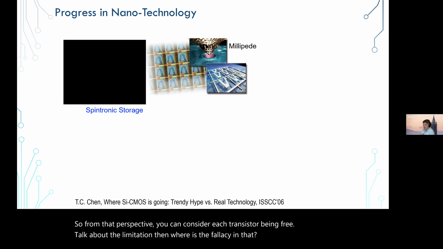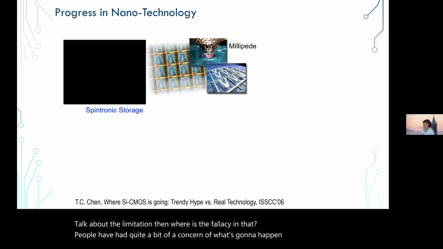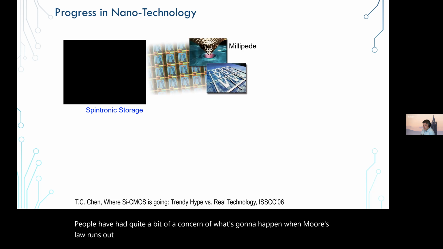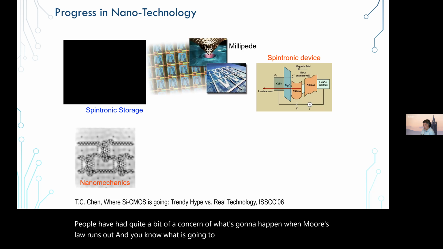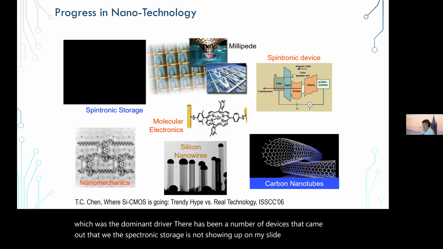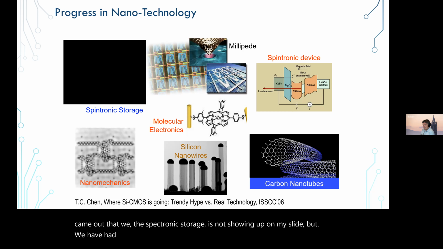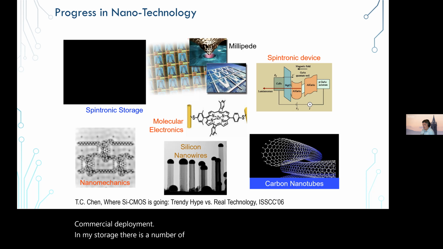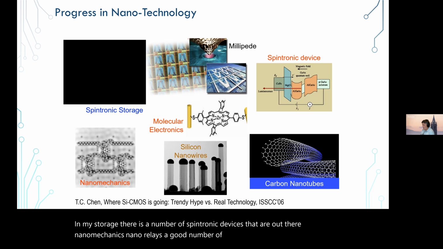People have had quite a bit of concern about what's going to happen when Moore's law runs out, and what is going to replace CMOS technology, which was the dominant driver. There have been a number of devices that came out. Spintronic storage is not showing up on my slide, but we have had millipedes that almost reached commercial deployment in mass storage. There are a number of spintronic devices out there. There are nanomechanics, nano relays. A good number of dissertations have been written about that.